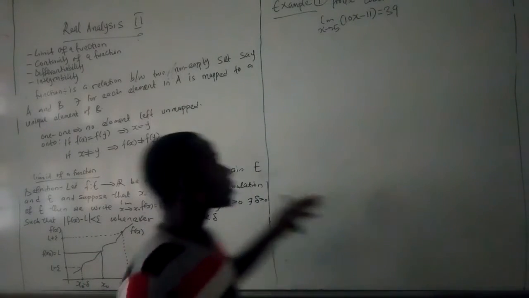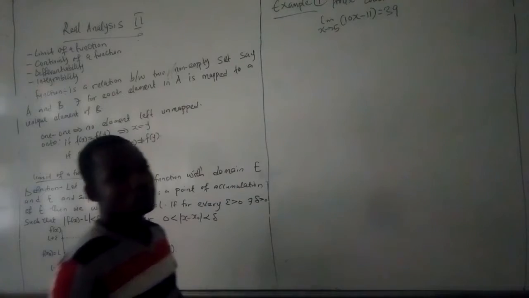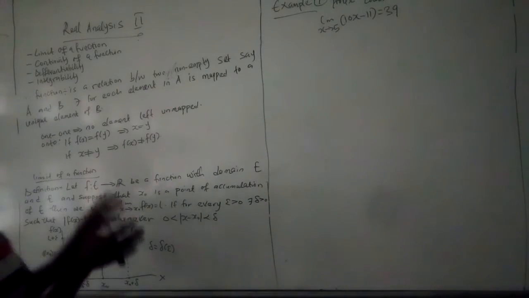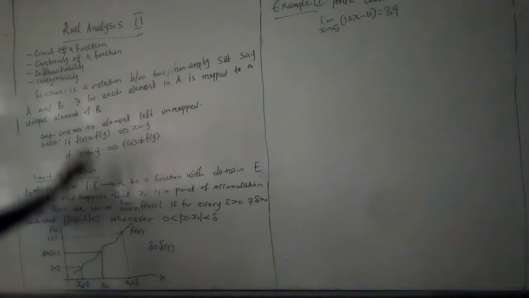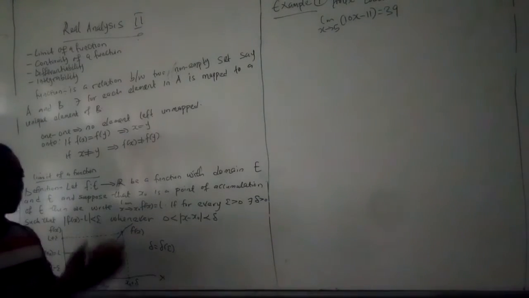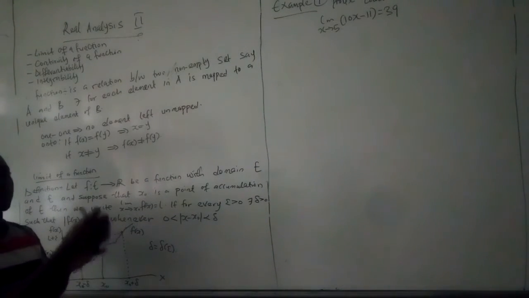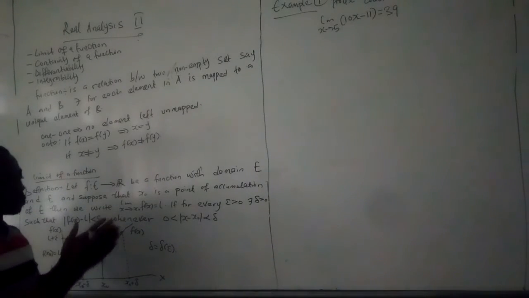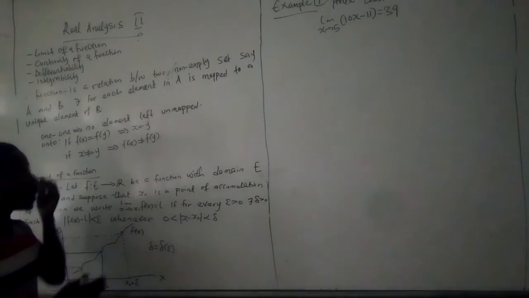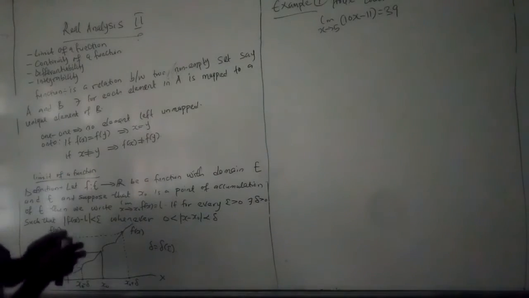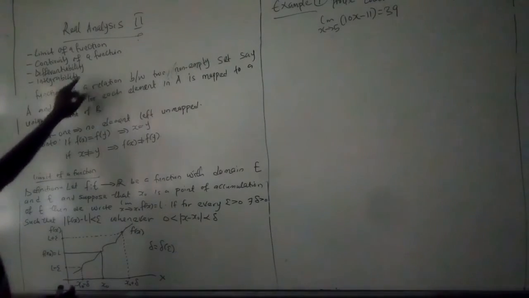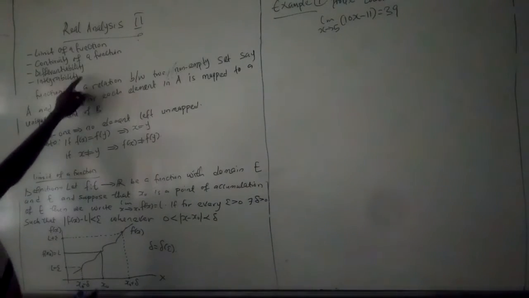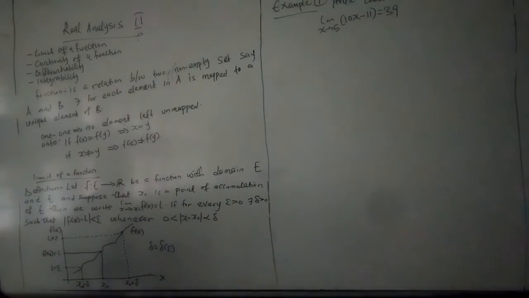I'm the one to take this real analysis topic. In this real analysis topic, the first unit is the limit of a function. That is, we have a function and we have the limit of that function. And then the continuity of a function, that is, a function to be continuous in some interval, and what it means to be continuous at a point. Then we have differentiability, we're going to talk about all this differentiability. Then integrability, so we'll also talk about the integrability.